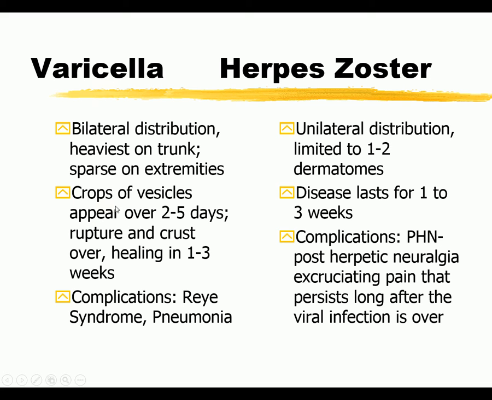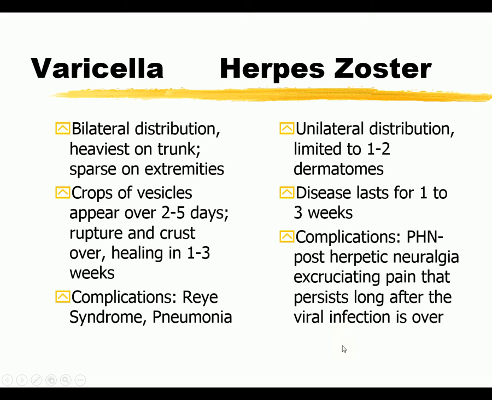With the chickenpox, usually you have the vesicles that appear for 2 to 5 days. They will end up crusting over and healing in about 1 to 3 weeks. The disease lasts up to 3 weeks and longer with shingles. Complications of varicella can be Reye syndrome, which we've learned is usually because someone has given aspirin to someone who has had a viral illness. So no aspirin for children under 11 ever, and pneumonia.